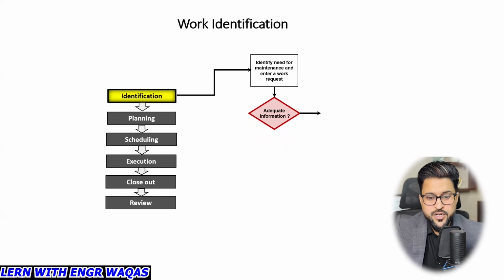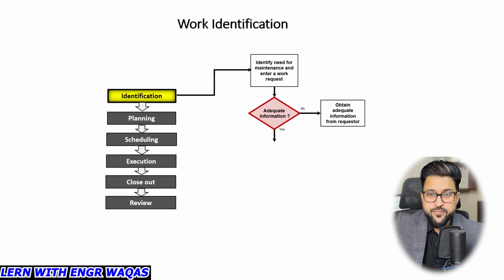Now there are two possibilities. Do you have adequate information about that machine? Yes or no. If you have no adequate information at the moment, obtain adequate information from the requester who has requested you to repair or conduct maintenance on that equipment, that heat exchanger, that valve. You have to ask that personnel that you need more information about it.